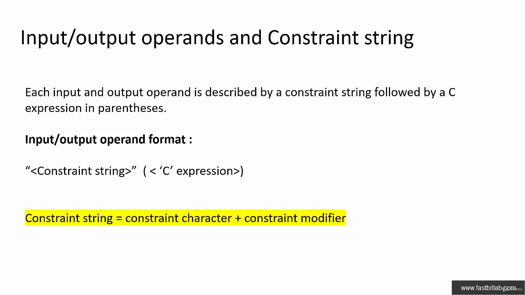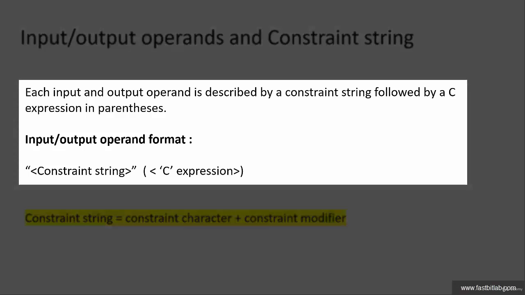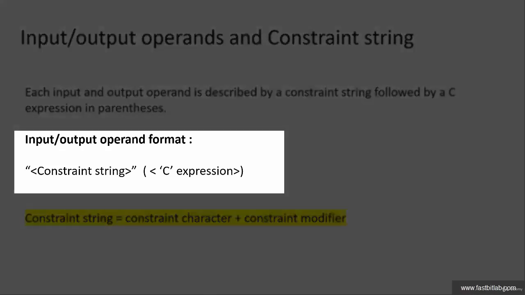In this lecture, let's understand input-output operands and constraint string. Each input and output operand is described by a constraint string followed by a C expression in parentheses. Basically, this is a procedure for how we mix the ARM instruction and the C variable. You have to use a syntax something similar to this.